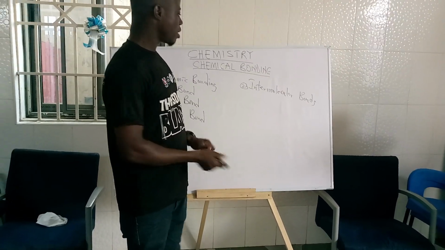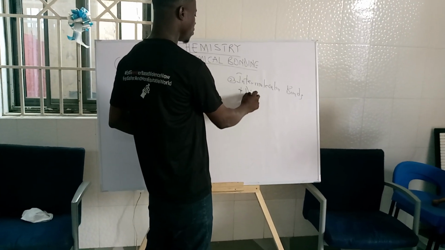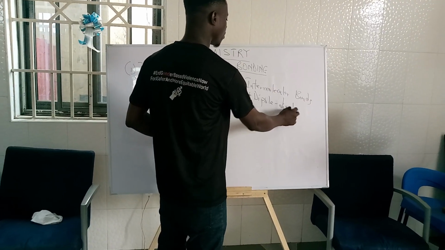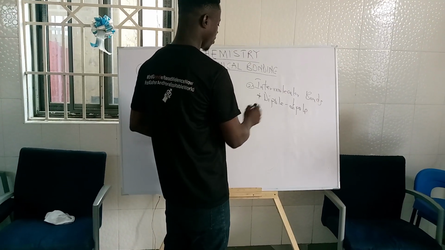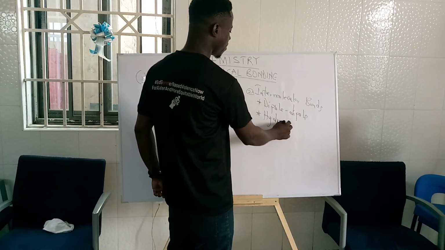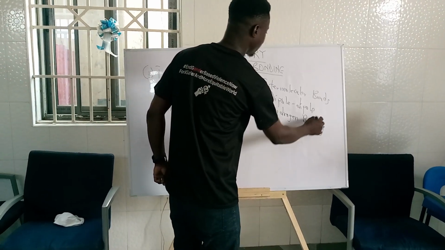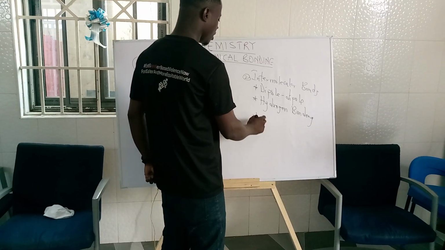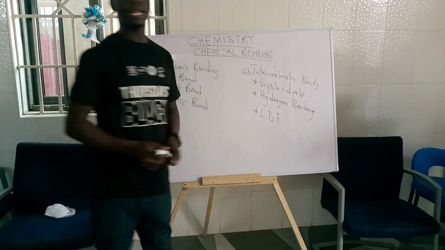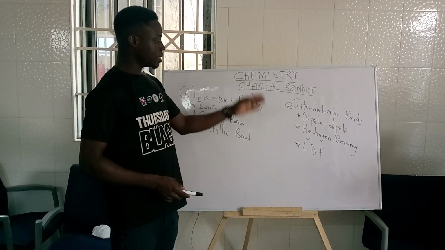Under the intermolecular bonds, we have what we call dipole-dipole, we have hydrogen bonding, then we have the LDF, which we call the London dispersion forces. So these are the various types of intermolecular bonds.